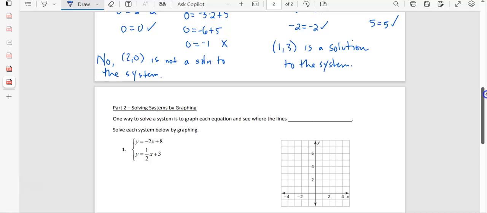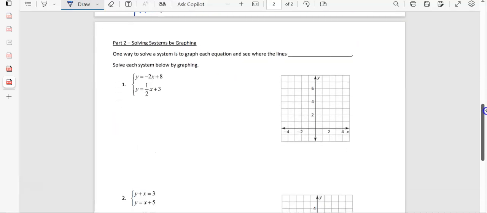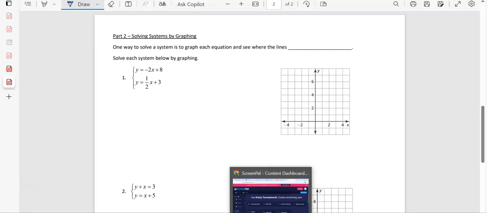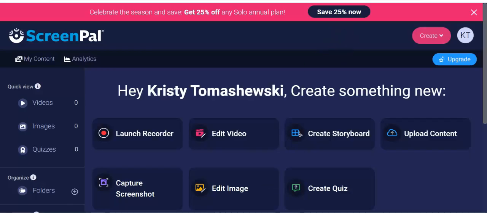There's actually 3 ways to solve a system of equations, and each way has some pros and cons. The first way that we're going to talk about is solving systems by graphing. And so if we think about our lines, okay, I'm going to actually pull up Desmos very quickly. And I'm going to show you how to do this on your graphing calculator in class.